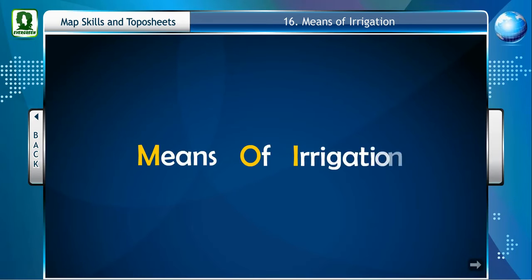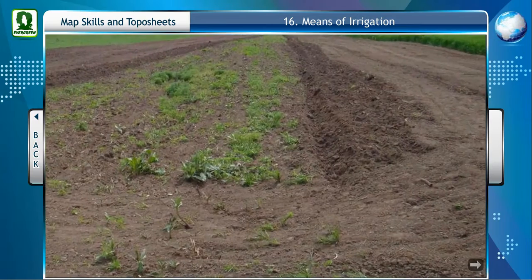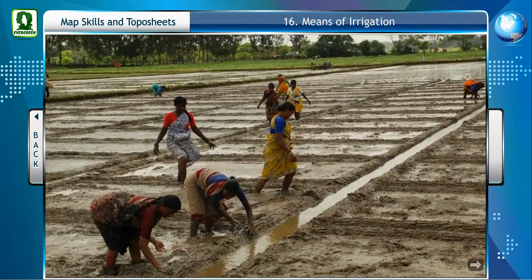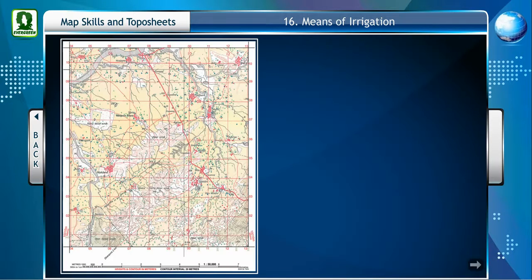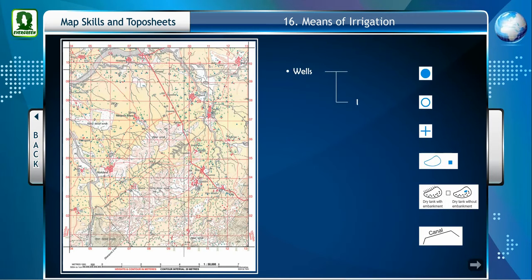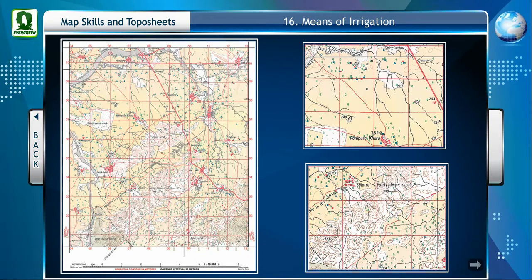Means of irrigation. The agricultural prosperity of any area largely depends upon irrigation. The main sources of irrigation as depicted on topo sheet by conventional signs are wells, springs, tanks, and canals. The nature and source of irrigation depend upon the relief of land.